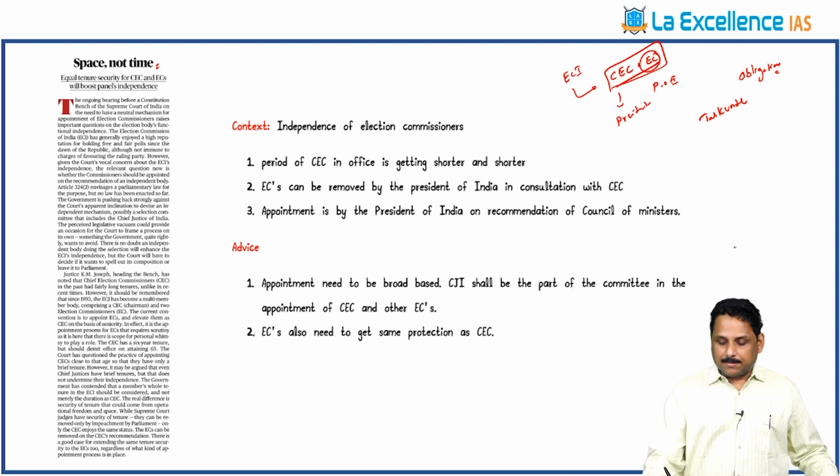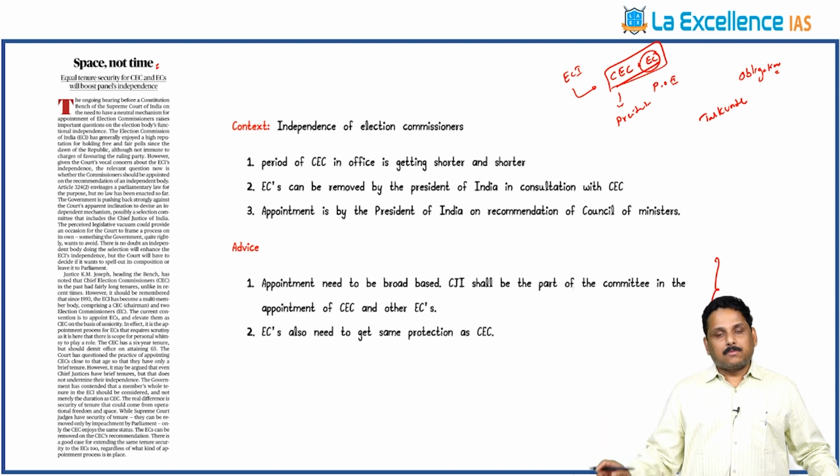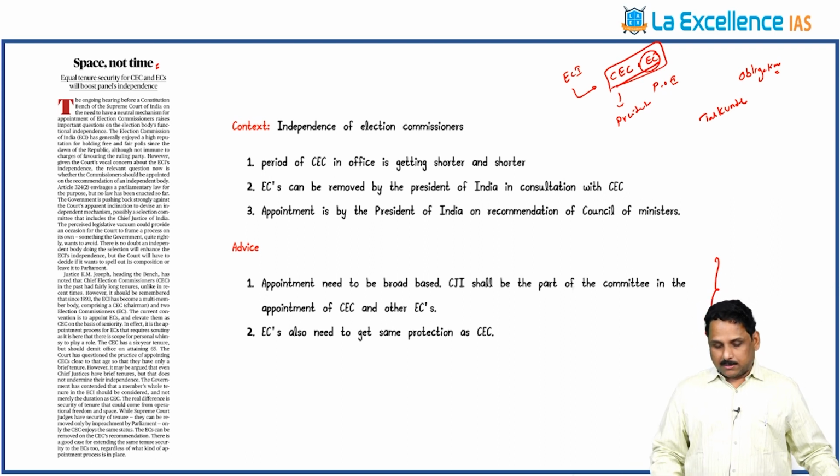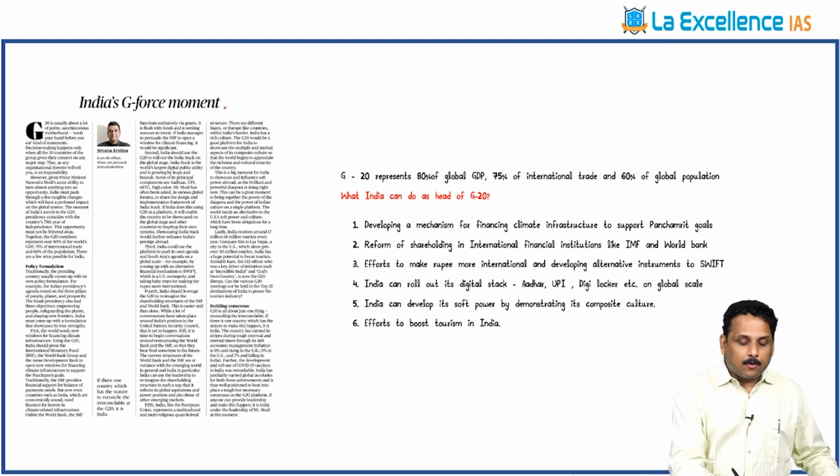In this context, what The Hindu says is that the appointment shall be made neutral of the government of the day. It means that the CJI also has to be given a position to decide on the future election commissioners. And second, the terms and service conditions of the election commissioners and the CEC shall be made equal with each other. These are the recommendations.